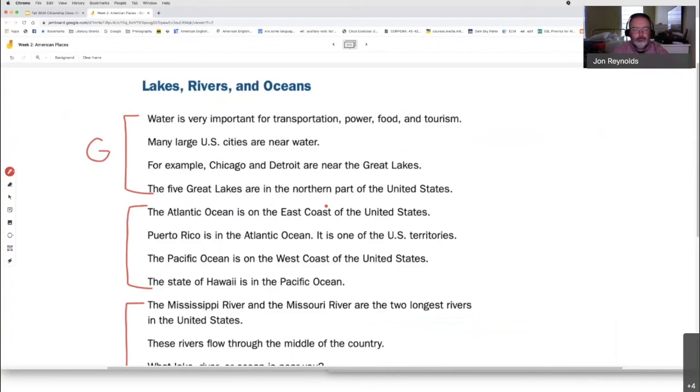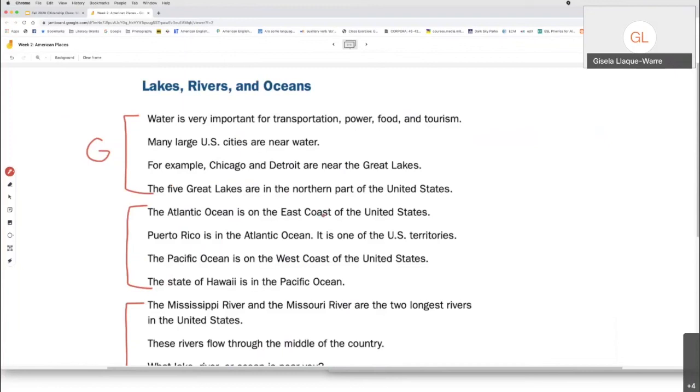Water is very important for transportation, power, food, and tourism. Many large USA cities are near water. For example, Chicago and Detroit are near the Great Lakes. The five Great Lakes are in the northern part of the United States.